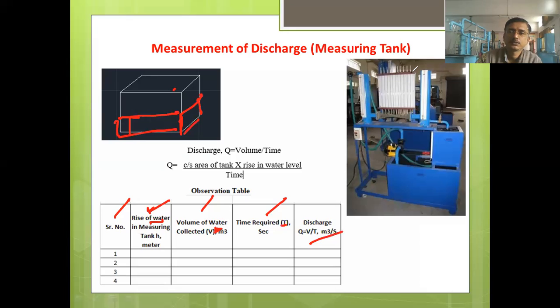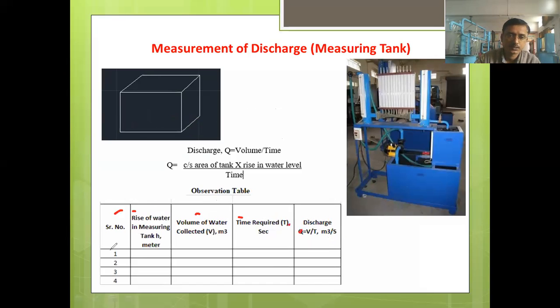So this is quite simple. In some practicals, we need to find out this discharge. So that's why this observation table is important. Henceforth, in some practicals, you will use the same table for finding the discharge. Okay. So first, prepare the table like this. 1, 2, 3, 4, 5 columns are there.